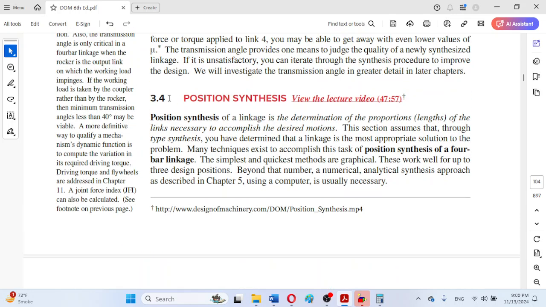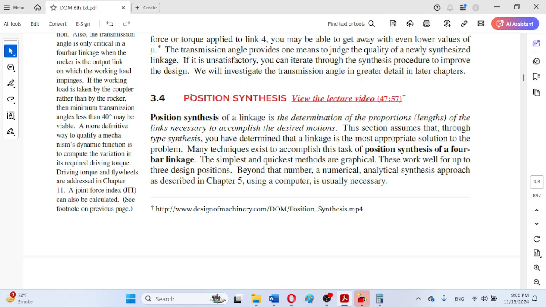In article 3.4, the first topic is position synthesis. So in dimensional synthesis, first is the position synthesis. At this stage we must also know the difference between synthesis, position synthesis, and position analysis.